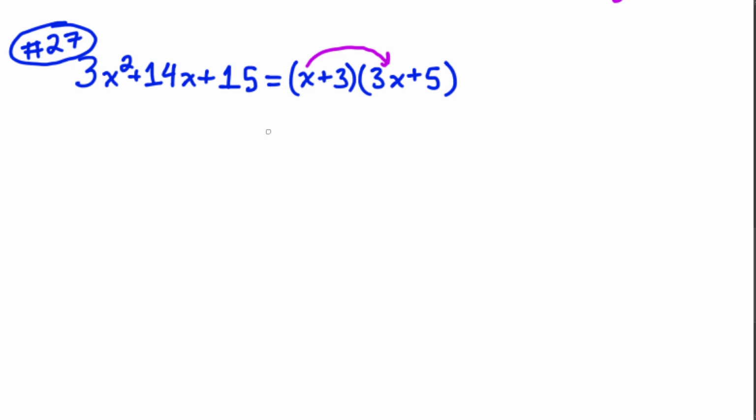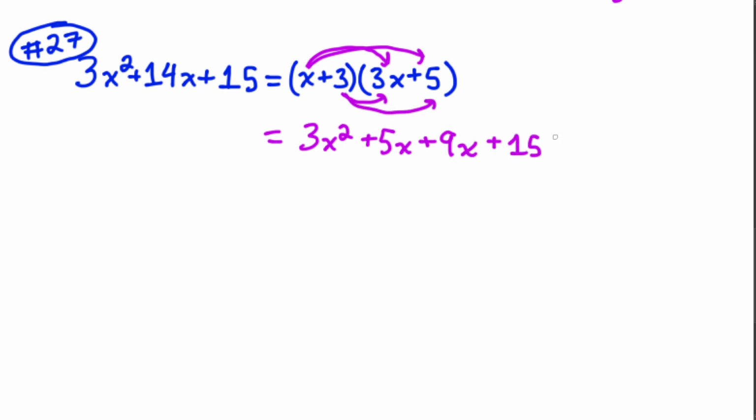X times 3x is 3x squared. X times 5 is 5x. 3 times 3x is 9x. And 3 times 5 is 15. So we were a little worried. We were like, I'm not sure if my answer is right. I'm going to check it. And when I checked it by multiplying it out, I got 3x squared plus 14x plus 15, which is exactly what we started with.